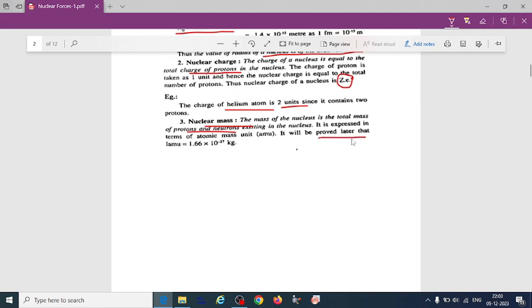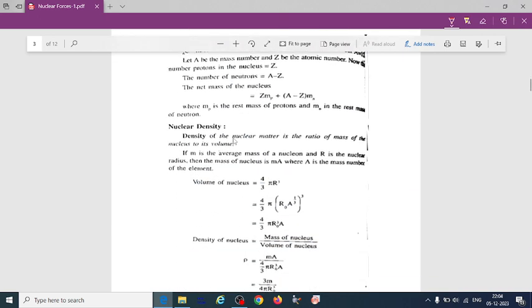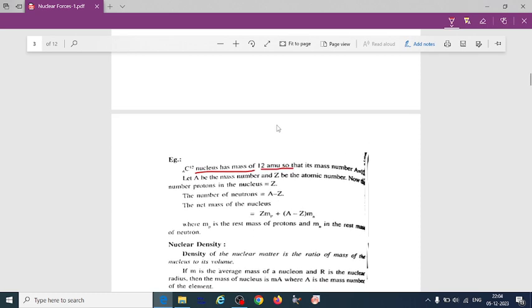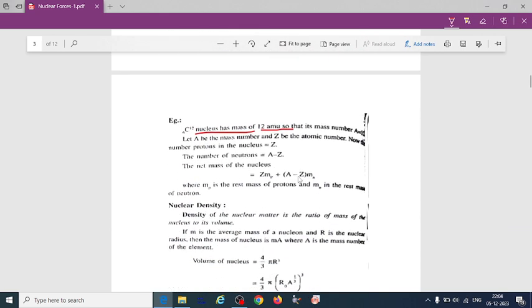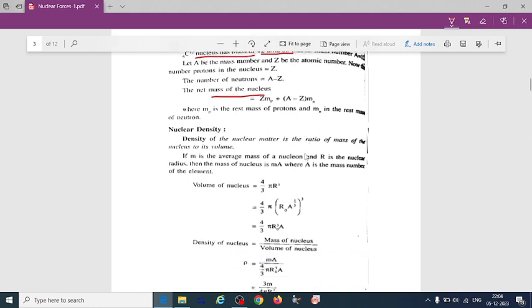It has been proved that 1 atomic unit is equal to 1.66 into 10 to the power minus 27 kg. If you take the example of carbon again, the mass number is 12, so 12 atomic units. Then you can calculate the net mass of the nucleus if you know the number of protons and neutrons.